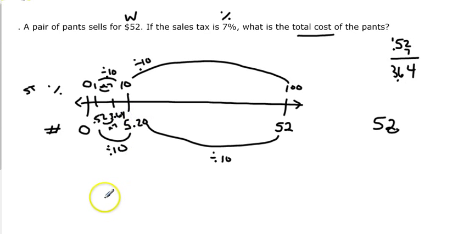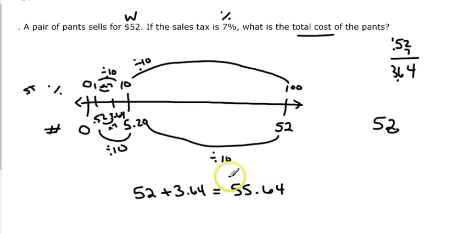So if I have a $52 pair of jeans and I have to add on, because remember this is what we found was the sales tax, I'm going to add on $3.64. My total cost would be 52 plus 3 is 55 plus the extra 64 cents, so I would pay $55.64. And again, this is your sales tax. That was your 7%.